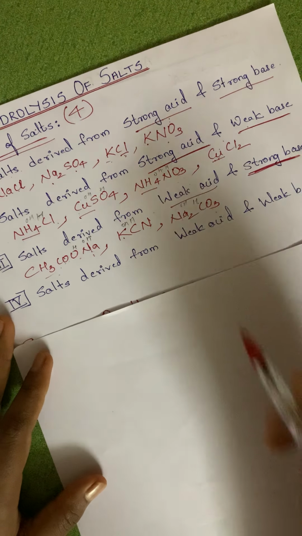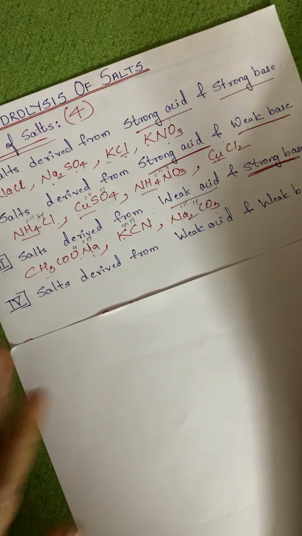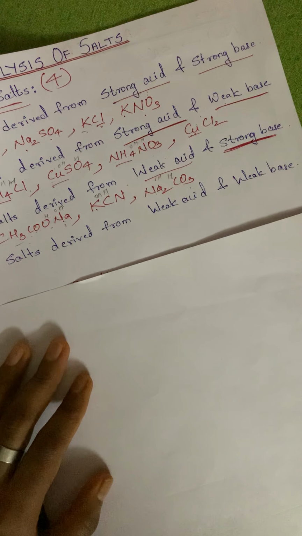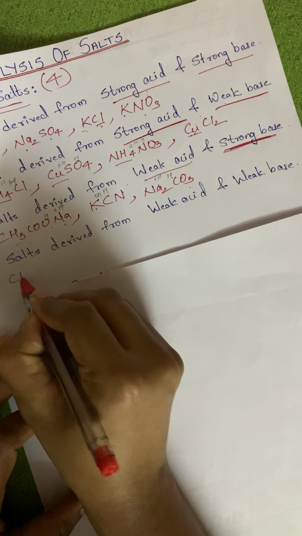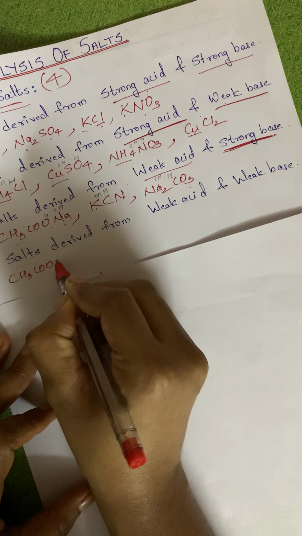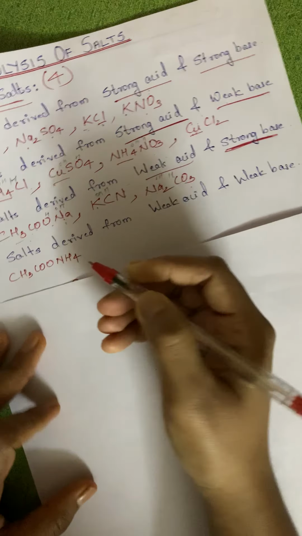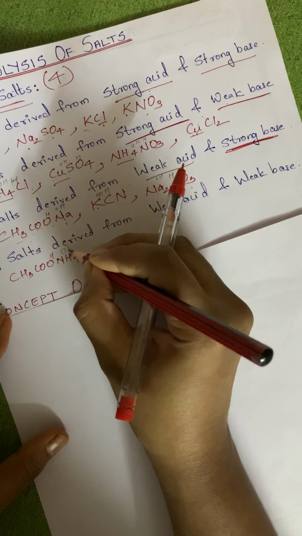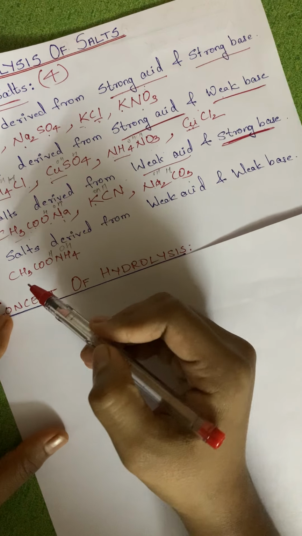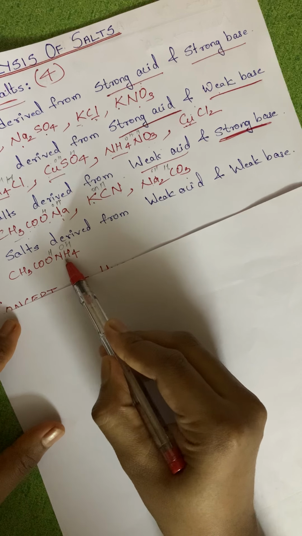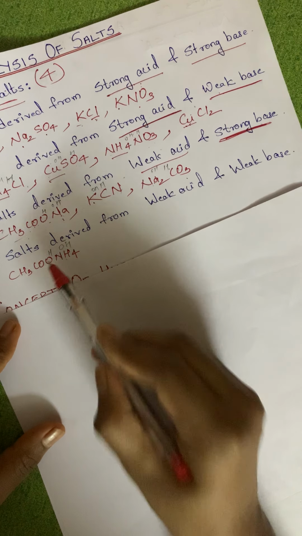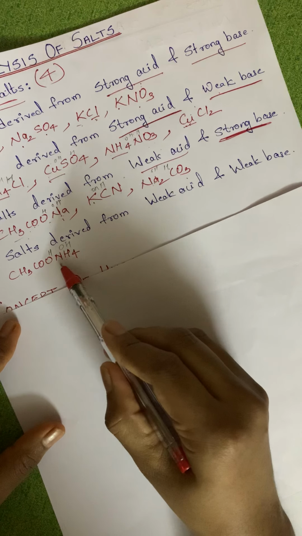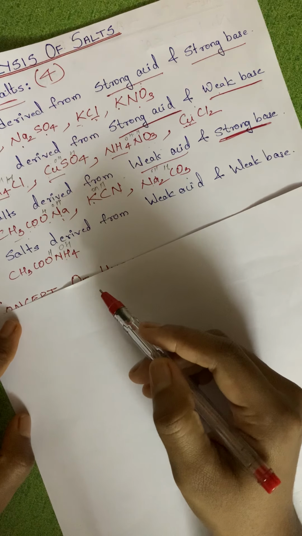Next, salts derived from weak acid and weak base. Both the acid as well as the base are weak in this case. So first example, CH3COONH4. Here CH3COOH is a weak acid and NH4OH is a weak base. So ammonium acetate is a salt of the weak acid CH3COOH and the weak base NH4OH.